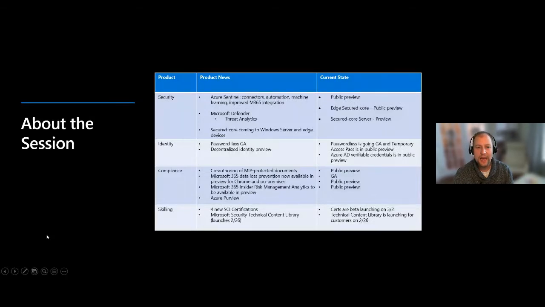This is the Ask the Expert session for our Security for All session that was hosted by Vasu Jakal earlier today. In that, we talked about a variety of announcements across security, identity, and compliance. You can see here on this slide, we made a variety of announcements around Azure Sentinel, Microsoft Defender for security, some passwordless announcements and decentralized identity for identity, and a variety of compliance announcements, including co-authoring of information protection protected documents. And we made some announcements around our skilling capabilities with our 4 new SCI security certifications that are becoming available today in our beta launch.